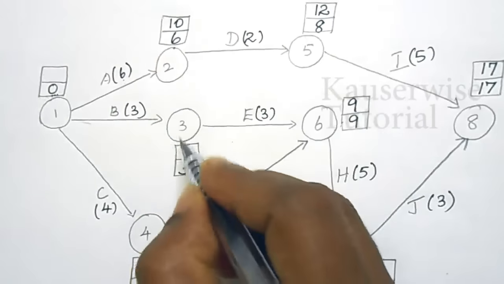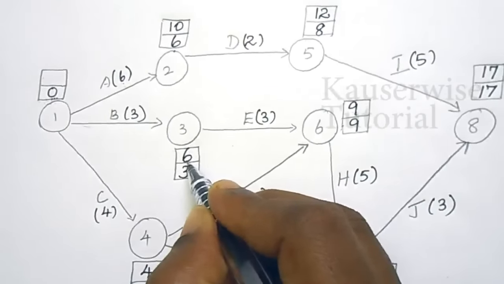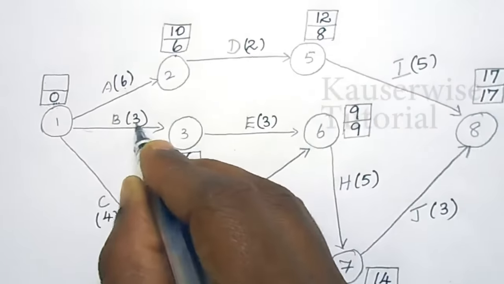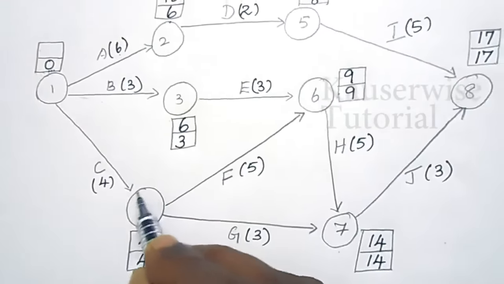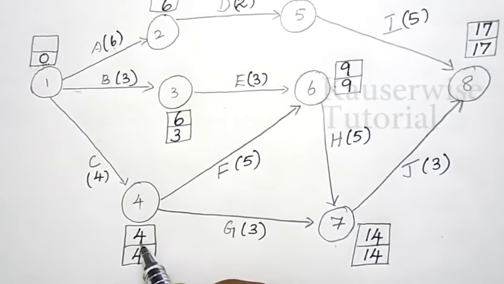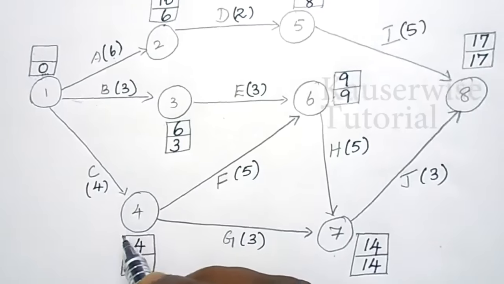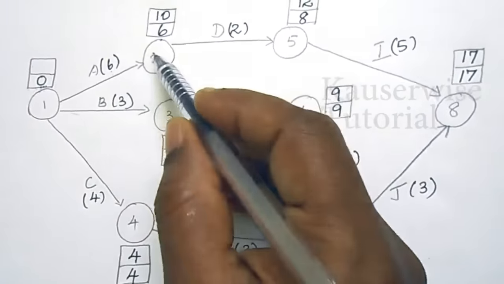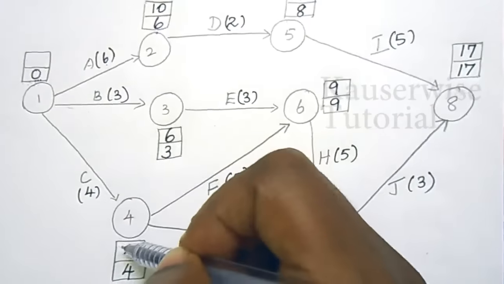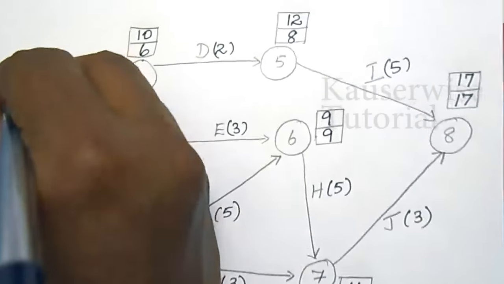Second option is node 3. For node 3, the latest completion time is 6. So, 6 minus 3 is equal to 3. Okay, the next option is 4 to 1. For node 4, the latest completion time is 4. So, 4 minus 4 is equal to 0. So, which one is minimum value? 0 is the minimum value when compared to this one and this one. So, now we have to take this value. That is 4 minus 4 is equal to 0.